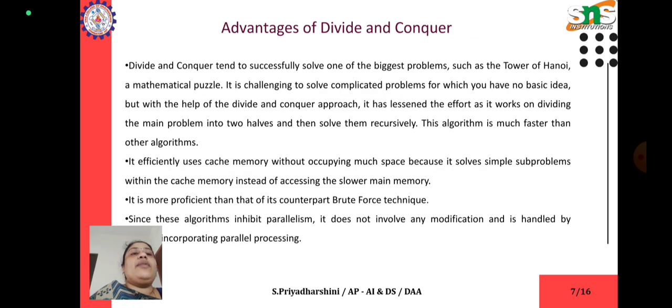Now the advantages of divide and conquer. It tends to successfully solve some of the biggest problems, such as the Tower of Hanoi, a mathematical puzzle. It uses cache memory without occupying much space, because it solves simple problems in the cache instead of accessing the slower main memory. It is more proficient than its counterpart, the brute force technique. Since these algorithms exhibit parallelism, they do not need any modifications and can be handled by any parallel processing processor.